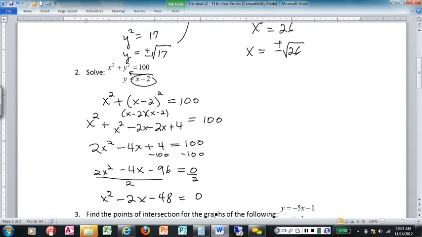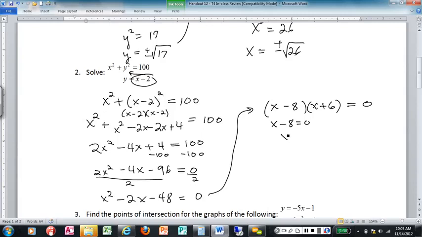All right, well, that factors, the x squared minus 2x minus 48 does. x and x for x squared, 48 minus, with minus 2 in the middle, minus 8 and positive 6. So x minus 8 equals 0, that'd be x equals 8. x plus 6 equals 0, that'd be x is negative 6. So again, I get two answers there.